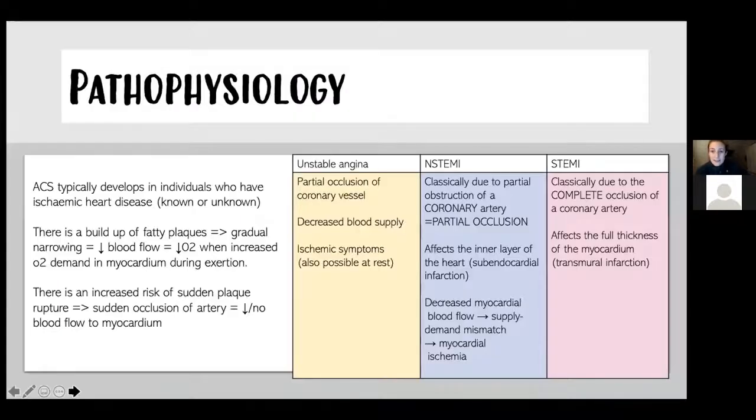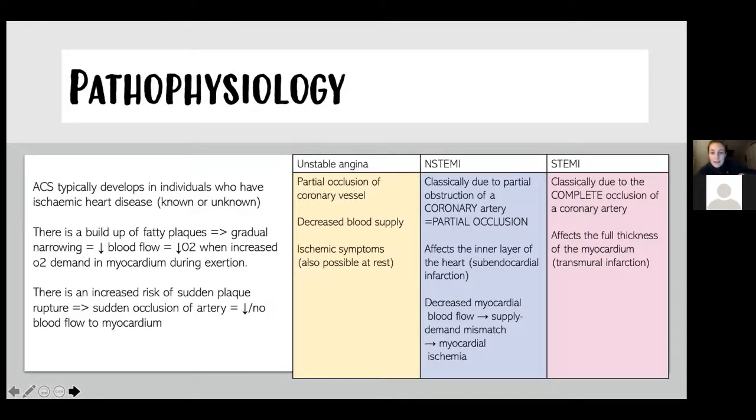ischemic heart diseases. And then you can also look at the pathophysiology. With your unstable angina, you'll have a partial occlusion of a coronary vessel that will lead to decreased blood supply at that time, causing the pain. So then that is your ischemic symptoms. But when you do the ECG on them, they haven't had any of the changes that result in ST elevation or reciprocal ST depression, things like that.